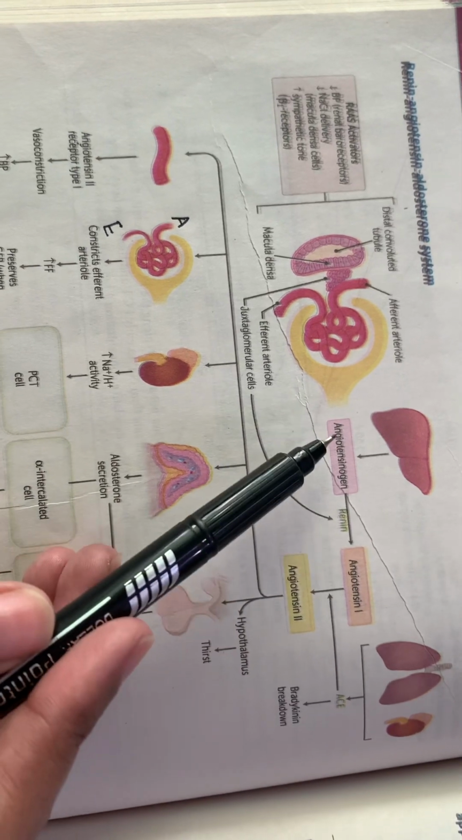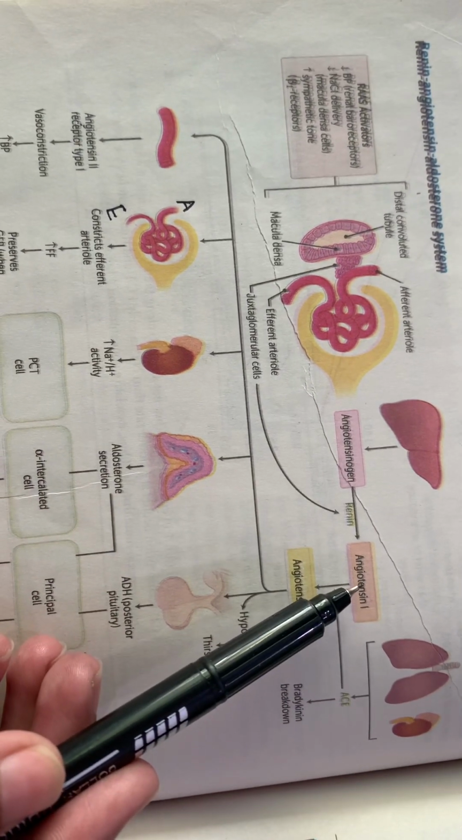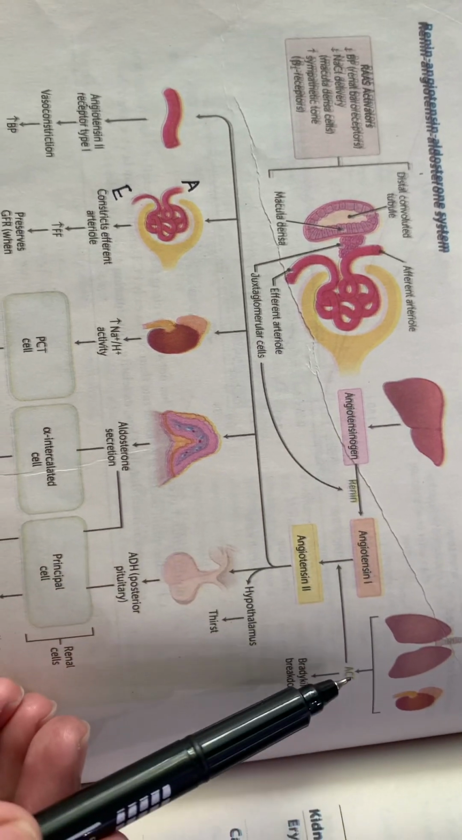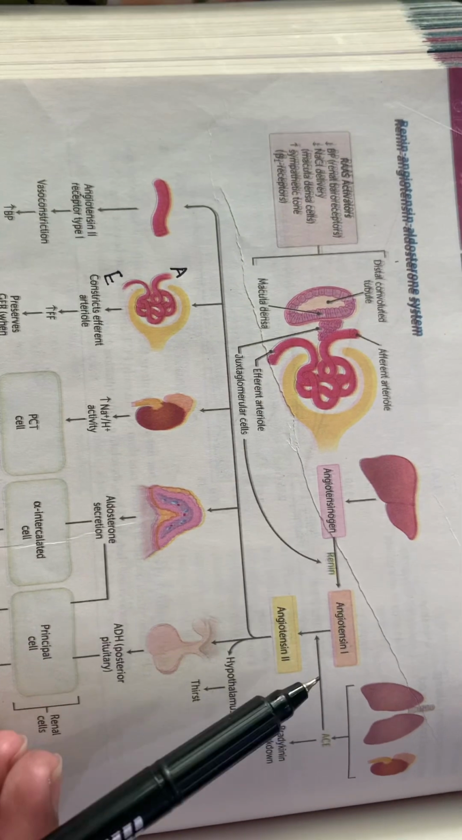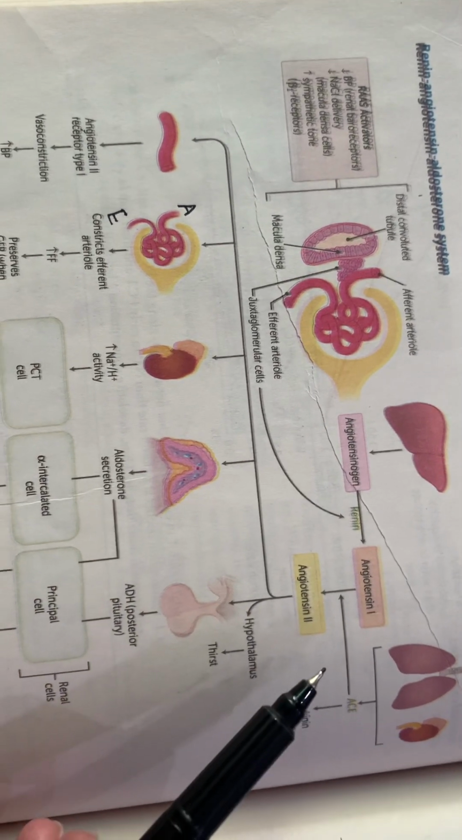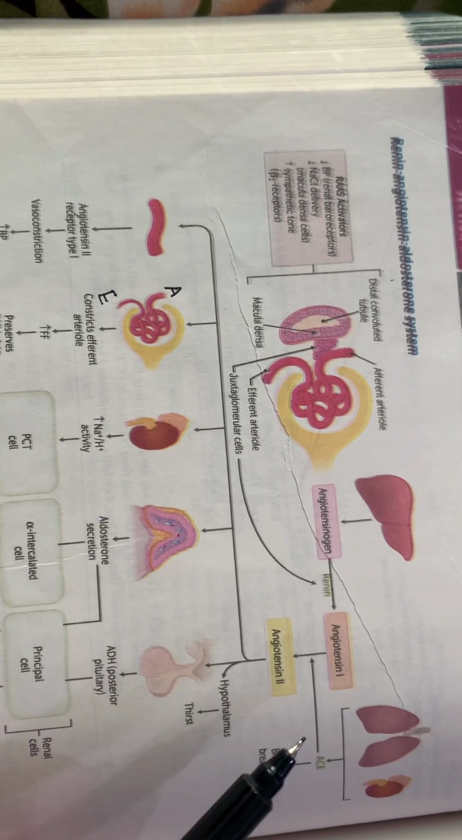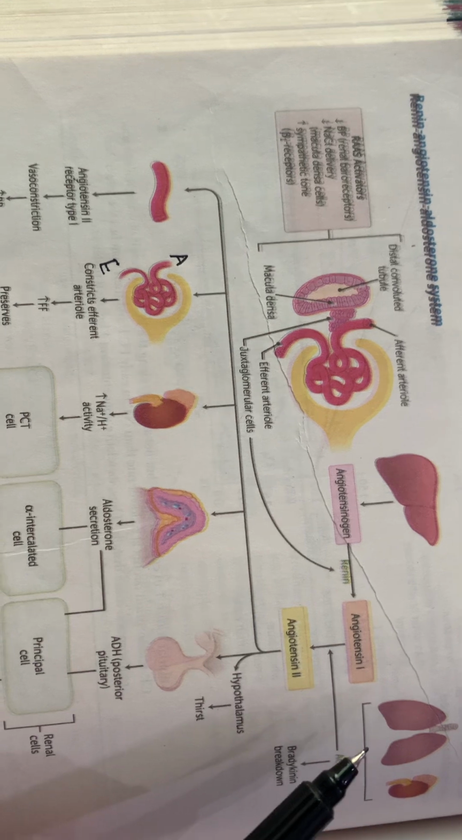Then renin acts on angiotensinogen and converts it into angiotensin 1, and angiotensin converting enzyme catalyzes the conversion of angiotensin 1 to angiotensin 2. It is located in many tissues, but conversion occurs most extensively in the lungs, and it is produced by the vascular endothelial cells in the lungs.